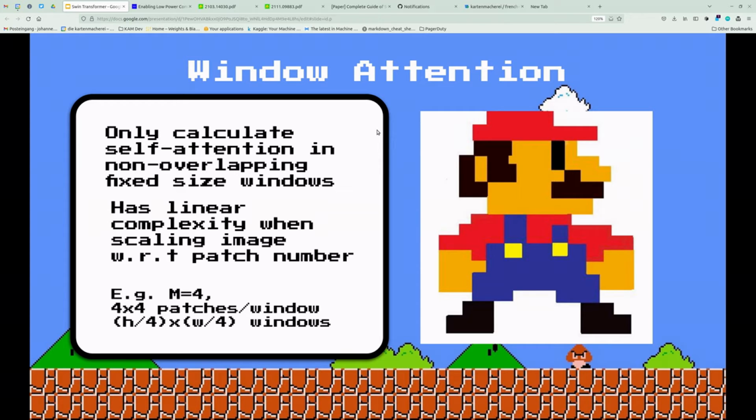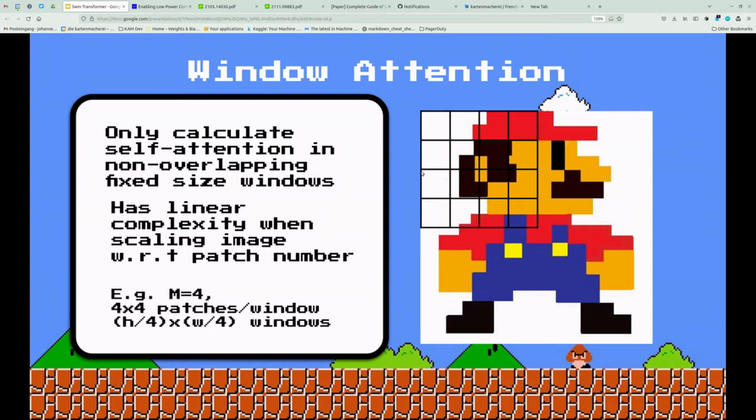So yeah, because with the fixed size, it has this linear complexity with regard to the patch number. And let's again look at an example. Let's say our fixed size, they always call it M in the paper, is 4. That means we have 4 times 4 patches per window. Okay, so it's 4 times 4 patches. And remember, each patch in here right now is 4 times 4 as well.